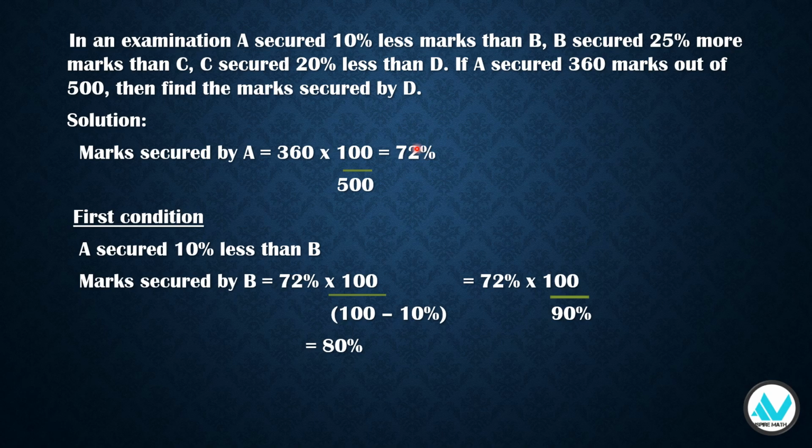Now they have given A has secured 10% less marks than B. Now that is the condition here. So let me find the marks secured by B. Now the formula to find less percentage is nothing but 100 by 100 minus less percentage. So since we are going to find the marks secured by B, the condition is A has secured 10% less than B. So 72% into 100 by 100 minus 10%. So 72% into 100, 100 minus 10 gives me 90. So when I cancel, I'm left with 80%. Now this is the marks secured by B.